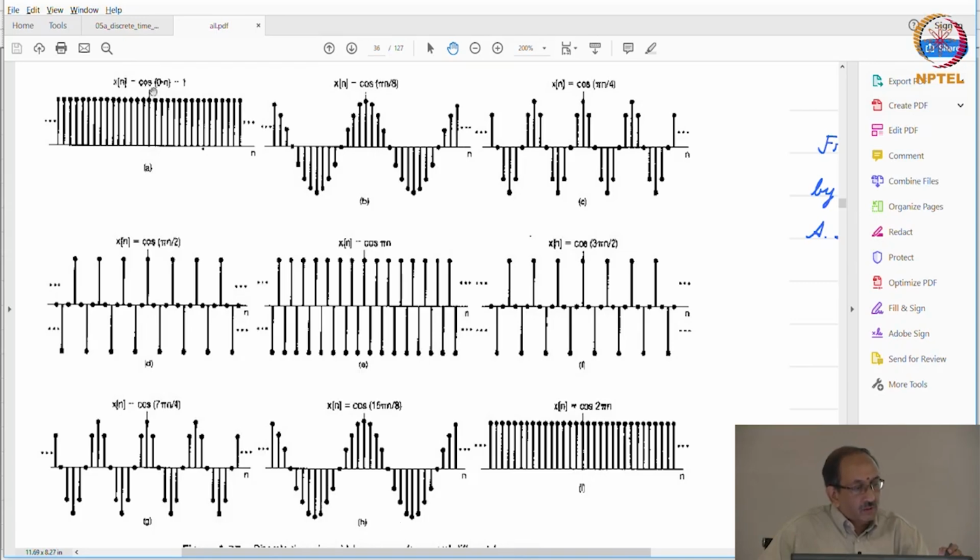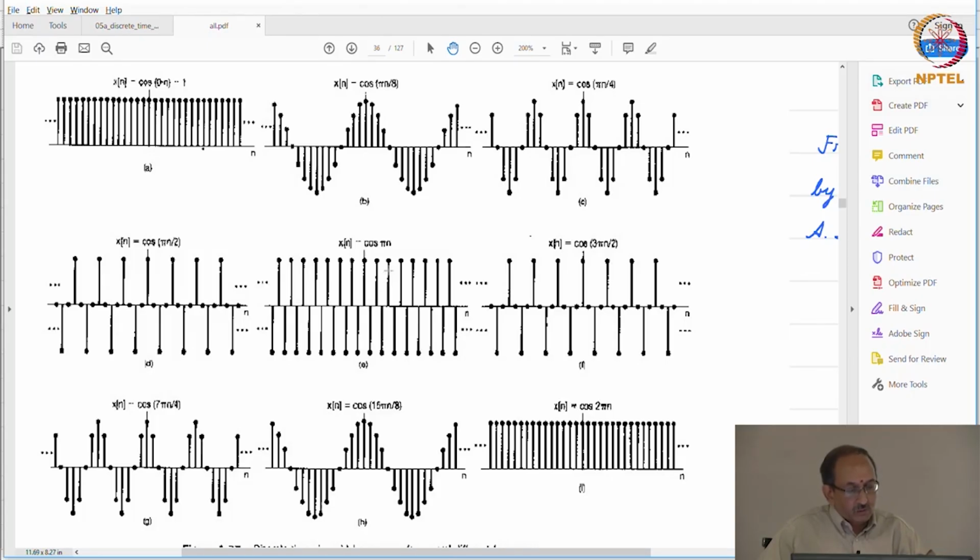So, we are looking at the cosine signal here. This is omega naught being 0, and then the frequency is increasing as we go along. This is cos pi n by 8, this is cos pi n by 4, and so on, and this is cos pi n by 2, and this is cos pi n. Cos pi n is minus 1 to the n. So, this is plus 1, minus 1, plus 1, minus 1, and so on.